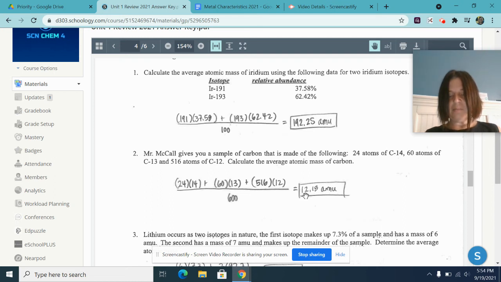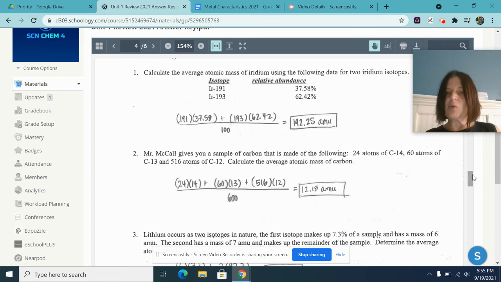Again, the mass answer is between your lowest mass, which is 12, and your highest mass, which is 14. It is closer to 12 or 13 than it is to 14 because the vast majority of your sample has a mass of 12. And then the next highest has a mass of 13. So it would make sense that your mass would be closer to 12 than 13 or 14.